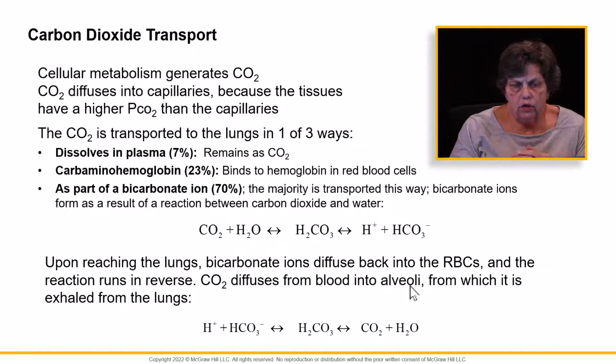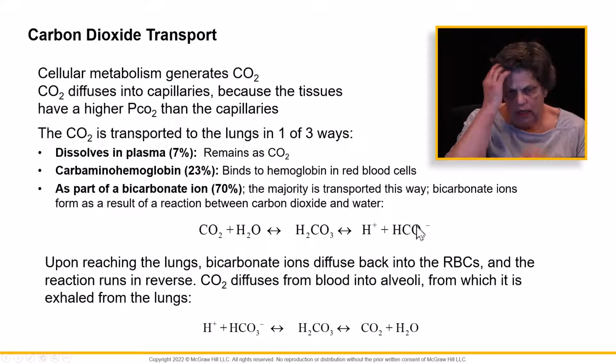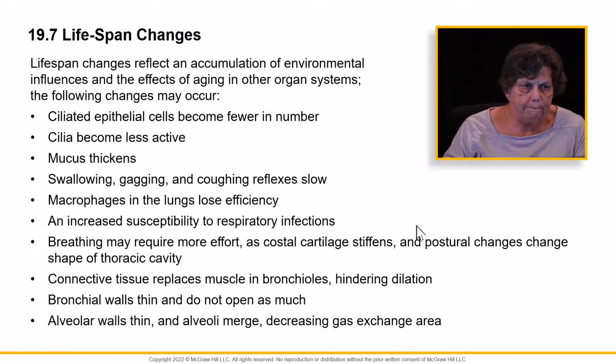Bicarbonate is the result, and you can see the equation. CO2 plus water makes carbonic acid, which can be dissociated into hydrogen ions and bicarbonate. There we go. Okay. This we will see again because this is pH. We can go back and forth. Acid, base. Okay. So, there you go. All right.